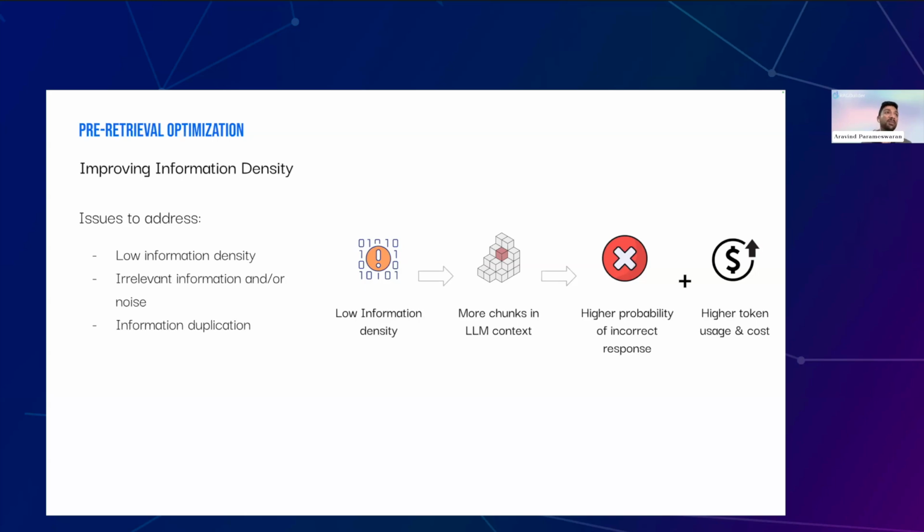So one very basic thing to do here is to improve the information density, where you get rid of irrelevant information and noise. You do information deduplication, right?